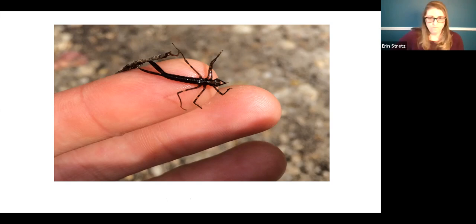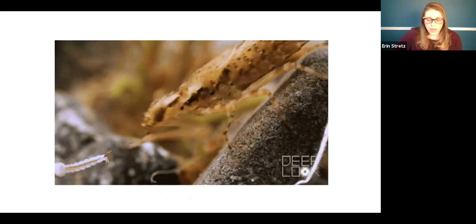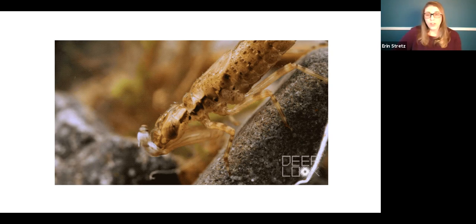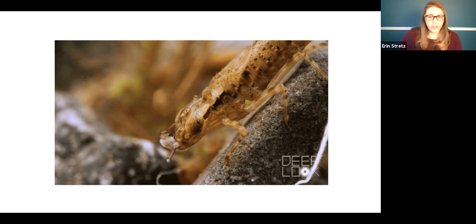This is a look at a damselfly larva in action. You can see that prehensile labium coming out to snatch, I think it's a mosquito larva, to bring it back in and to feed.